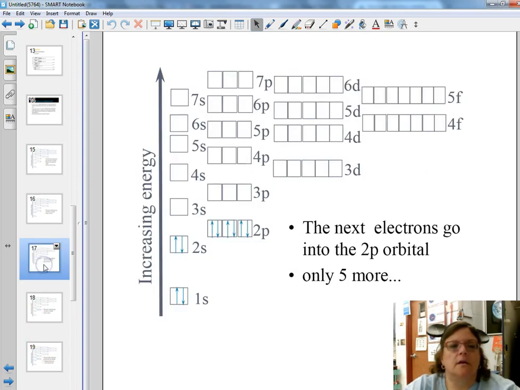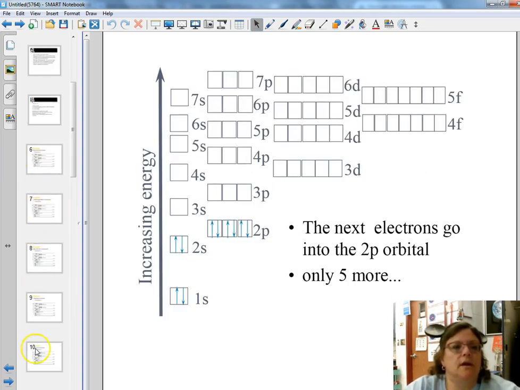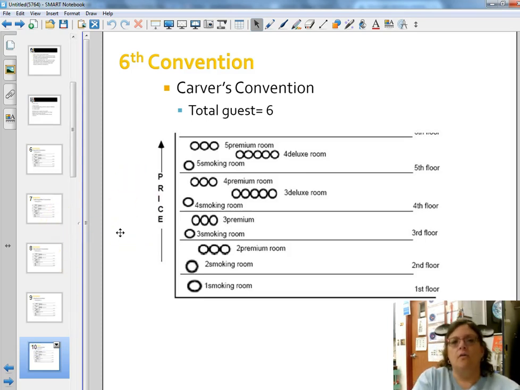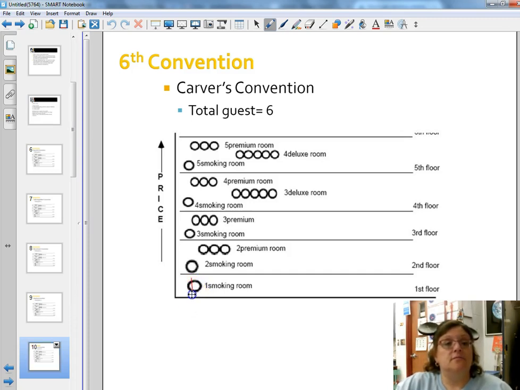Alright, let's start with an example. We have the Carvers Convention coming to town, and the Carvers Convention is going to bring 6 guests. Aufbau says they've got to start at the lowest level. Pauli says that you can only put 2 in a room, and they have to be facing different directions. And Hund says don't double up until you have to. Well, let's start first of all. We can put 2 in that first floor smoking room. Then we have to move up to the second floor. There's only 1 smoking room on the first floor, and it's the only hotel room on the whole first floor. The rest is the casino.